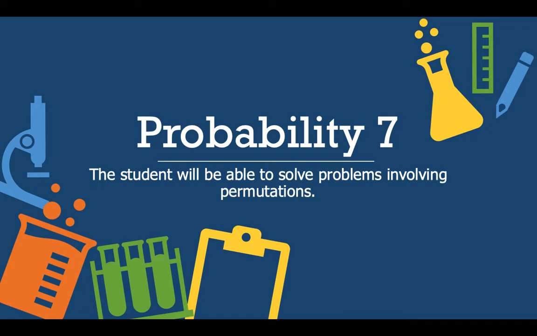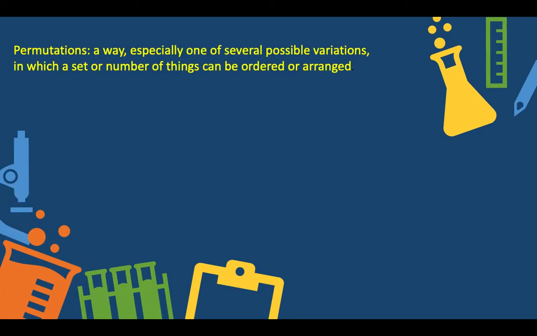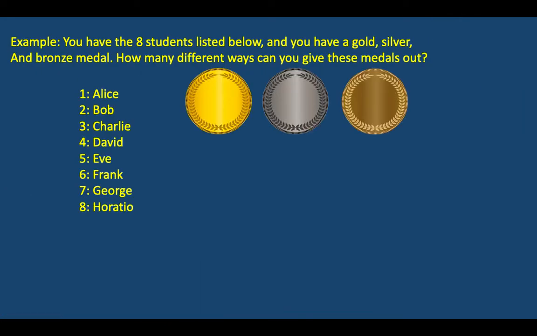And so we're going to talk about solving problems involving permutations. So let's first define permutations. It's a way in which a set or number of things can be ordered or arranged, basically. Just different ways you can arrange or order things, okay? So again, feel free to pause the video if you're writing that down. Everyone should be.